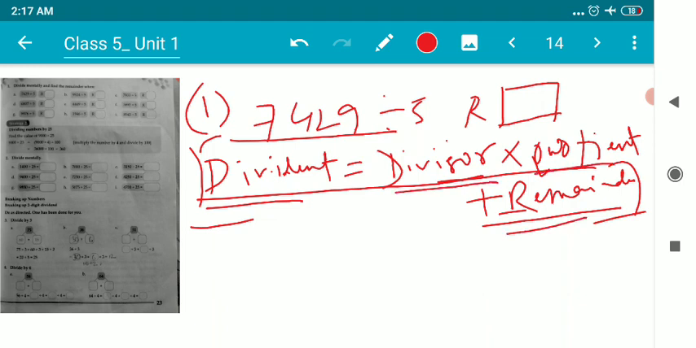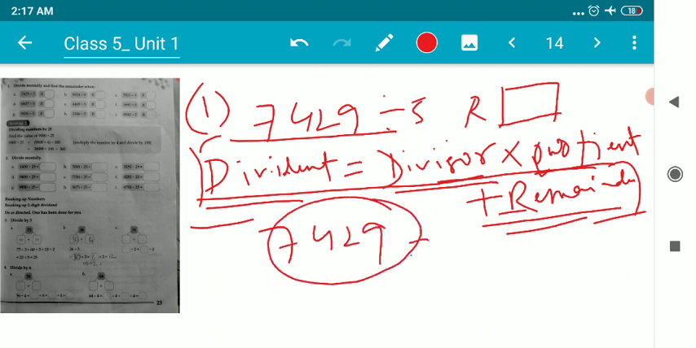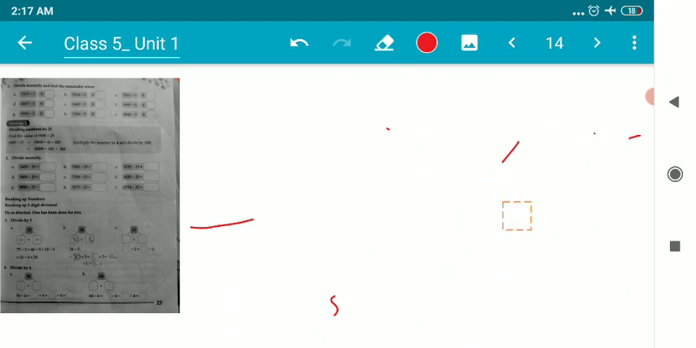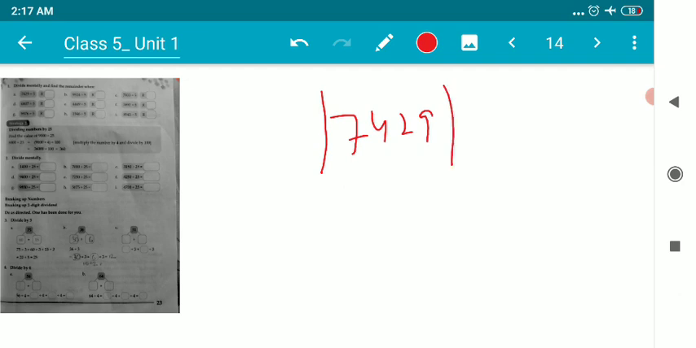So here, children, the question is 7429. This is the dividend. 5 is the divisor, and the quotient and remainder are unknown. So what we will do, children, is just divide this number. Let me show you how to divide. Let me erase the screen a bit. So the number is 7429 divided by 5.